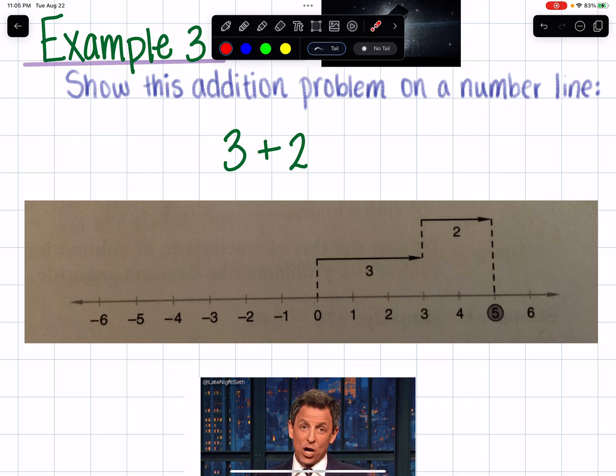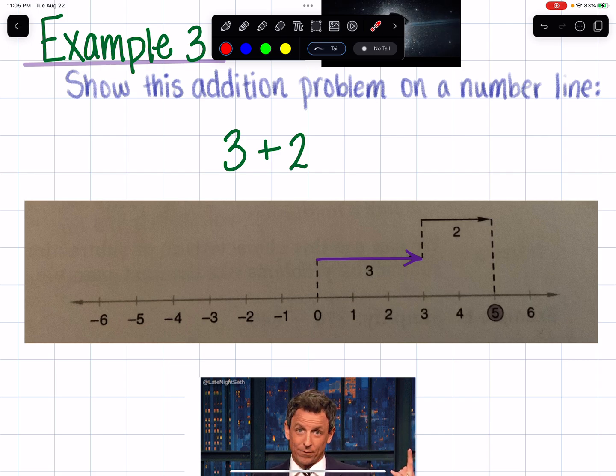First we draw the number line, then start at the origin, and then draw an arrow to the right for the first number. So the first number is 3. We draw this arrow. Do you see that? So we go 3 spaces to the right: 1, 2, 3. Okay, we did that.